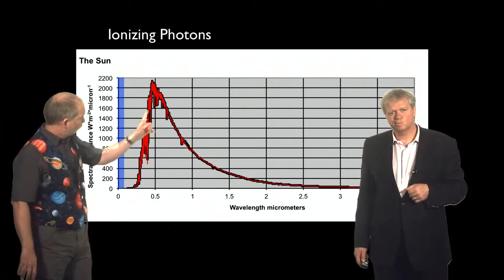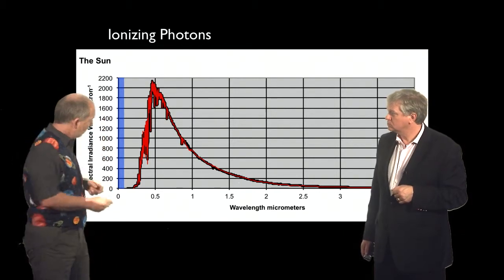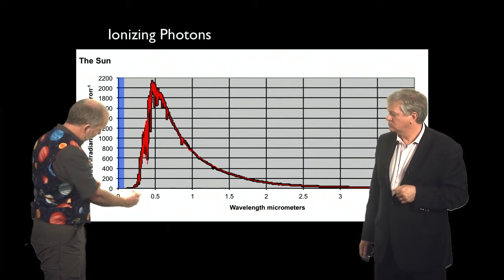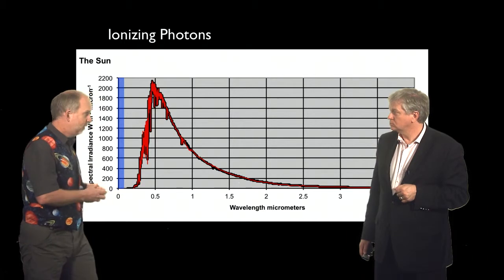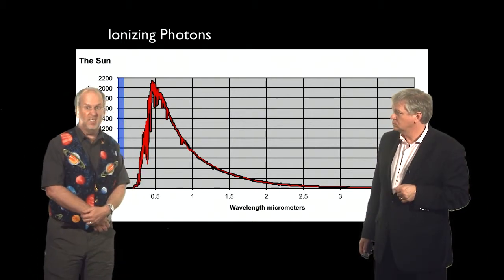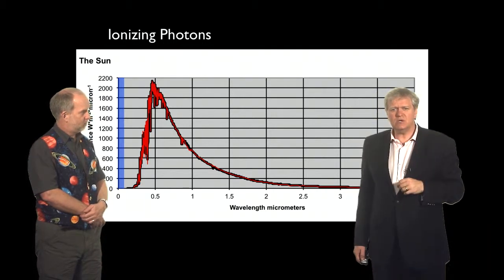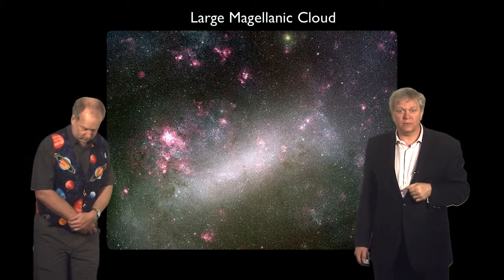The sun produces lots of visible light. We know that. That's why our eyes see visible light. It produces some of what we call ultraviolet that gives us sunburn down here, but absolutely no ultraviolet right down at the energies we want, the hard ultraviolet down here. So the sun basically can't ionize anything. So let's take a UV picture of a nearby galaxy which we can see well, and that's the Large Magellanic Cloud, and see where the ultraviolet's really coming from.